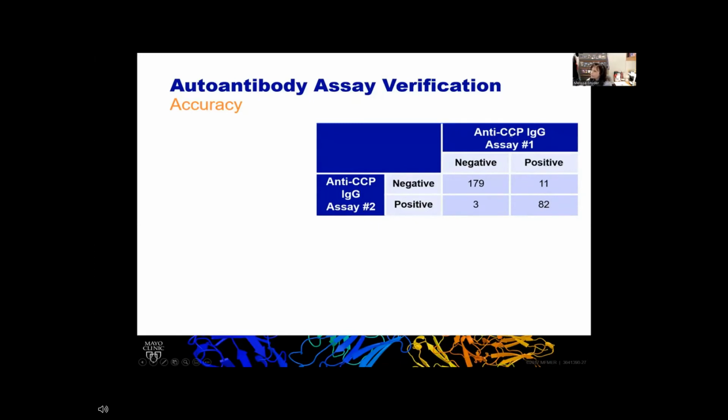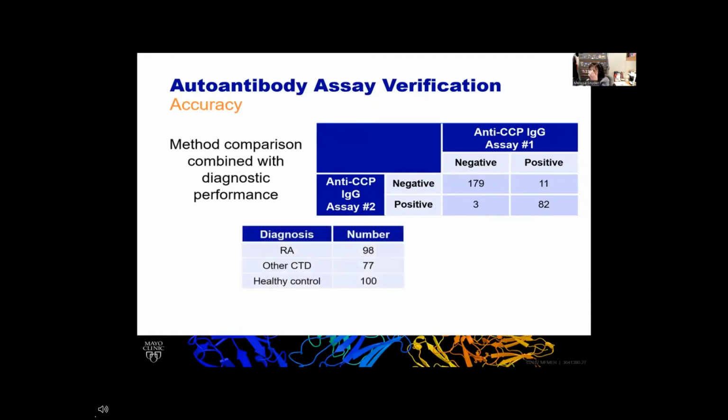And when we did this testing and when we did this method comparison, we actually did also have diagnostic information available from these individuals. When we did chart review on these patients, we had 98 individuals who had a clinical diagnosis of rheumatoid arthritis. We had 77 individuals who had another connective tissue disease that was diagnosed, and we had 100 healthy controls that we included.